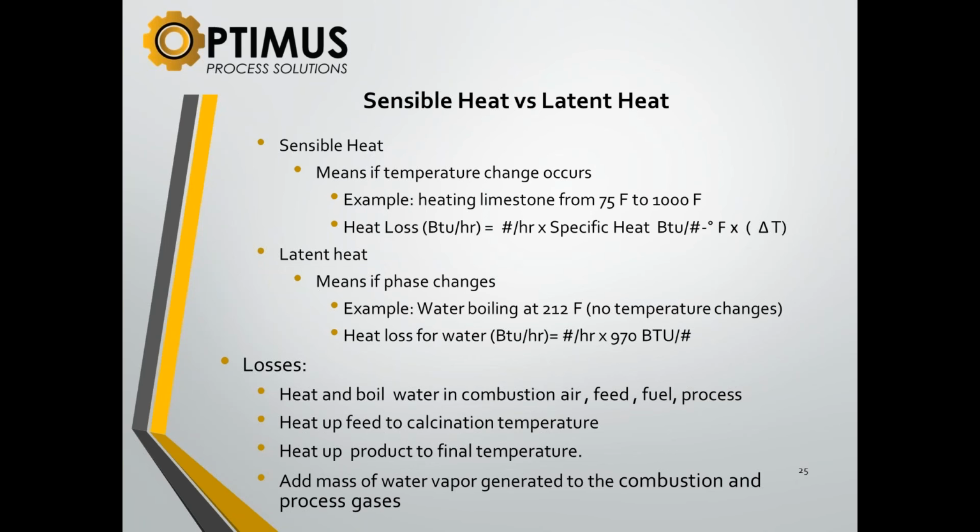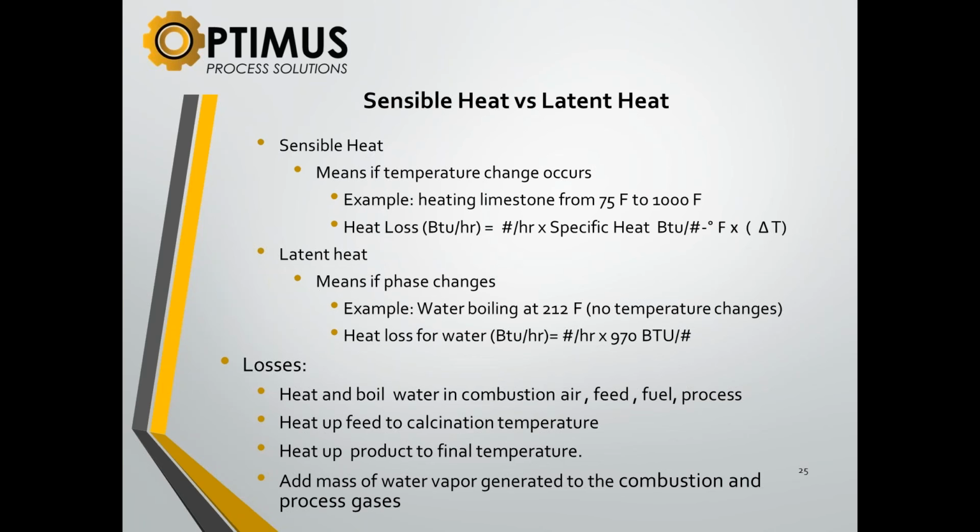To summarize a little bit, the sensible heat normally means a temperature change occurs. So if you go from 75 to 1,000 degrees, your temperature is changing. But latent heat means a phase change, or something's changing, but temperature is not changing. When you're boiling water, it's consistently at 212, but it's changing phases. You still need heat. That's what latent heat means.